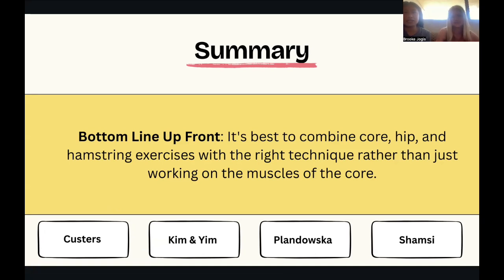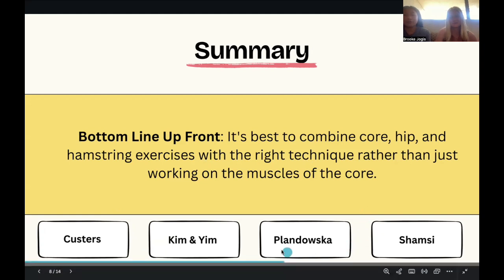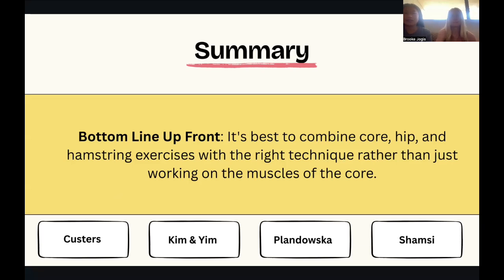In addition, the Plandoska 2024 article points out the beneficial effects of hamstring stretching and core control exercises, significantly for young individuals who experience discomfort from prolonged sitting. This emphasizes that flexibility and posterior chain mobility, along with core strength, are critical factors in alleviating low back pain, especially in sedentary populations.